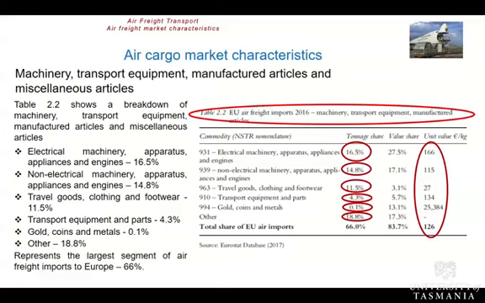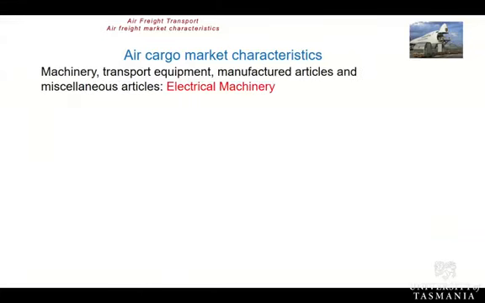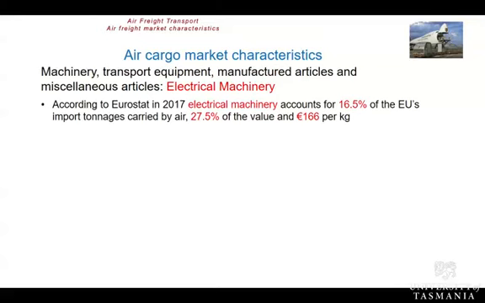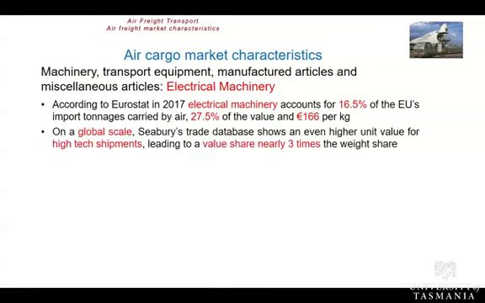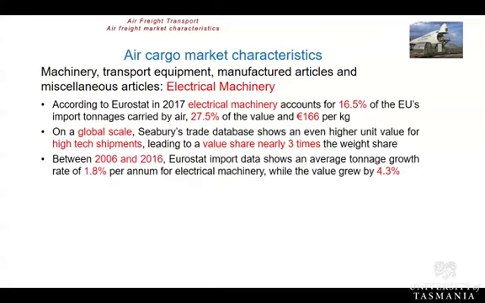And this particular section is the largest section of all goods imported into Europe. Looking at electrical machinery, as I said before, they've got a significant percentage, a high amount of value, almost twice as much value as there is in volume, and a higher per unit amount of 166 euros. Electrical machinery, from a global perspective, can be up to 3 times more value than there is in volume, particularly for those more high-tech shipments.